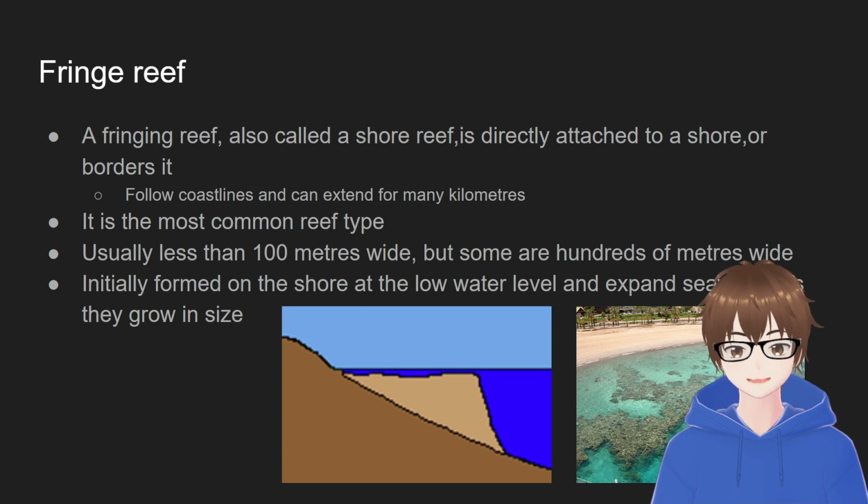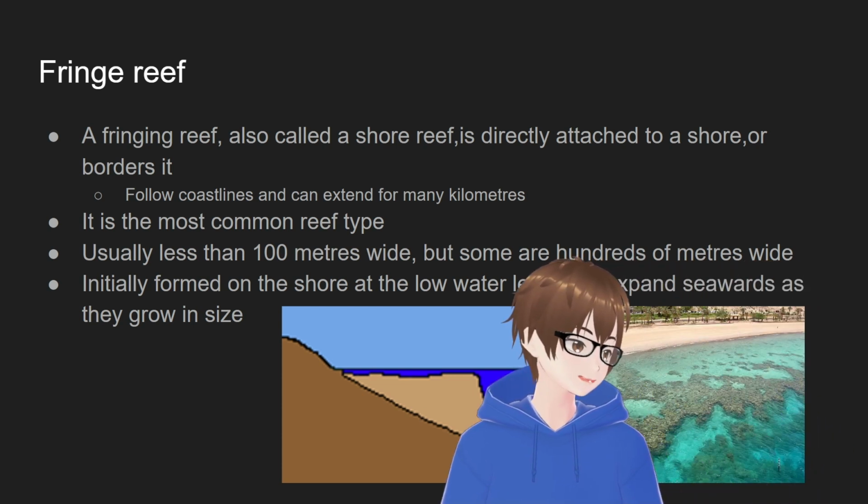So there are different types of reefs. One of these is the fringe reef. A fringe reef, also called a shore reef, is directly attached to a shore or borders it, and it follows the coastline and can extend for many kilometers. So if you look at the picture here, it basically is an extension of the shore. It'll grow just a little bit underneath the water surface, so there's still water covering it. It'll just keep growing out from the shoreline.